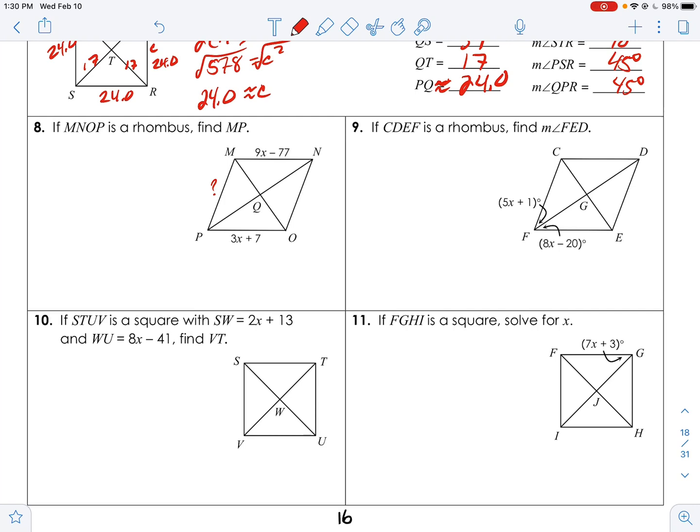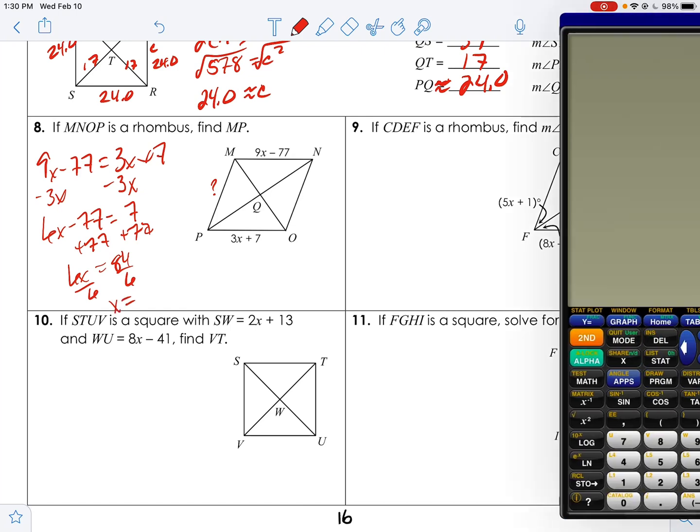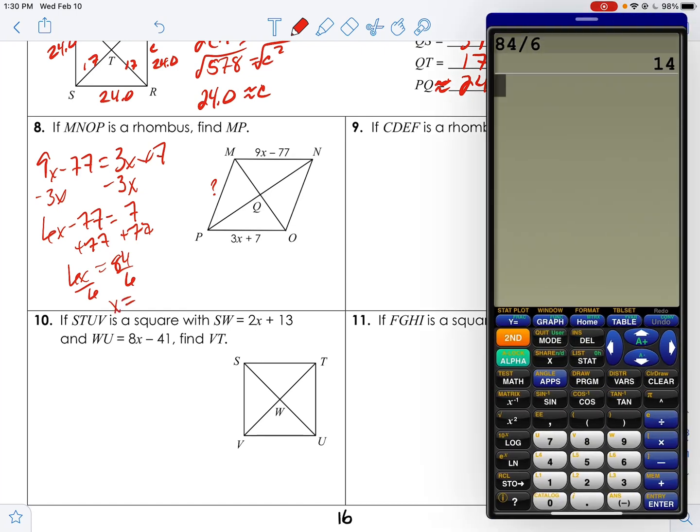So if it's a rhombus, then all the sides are the same. So that means that this side is equal to that side. And subtract 3x. 6x minus 77 equals 7. Add 77. 6x equals 84. Divided by 6, x equals, let's check, 84 divided by 6 is 14.